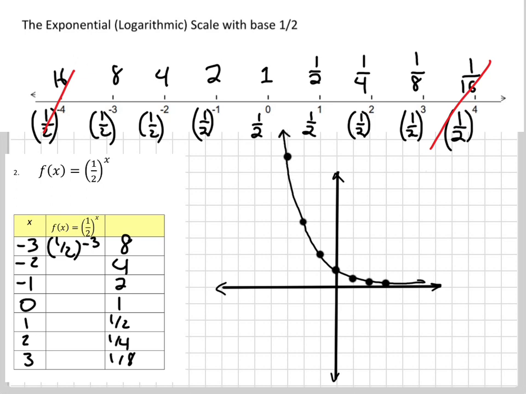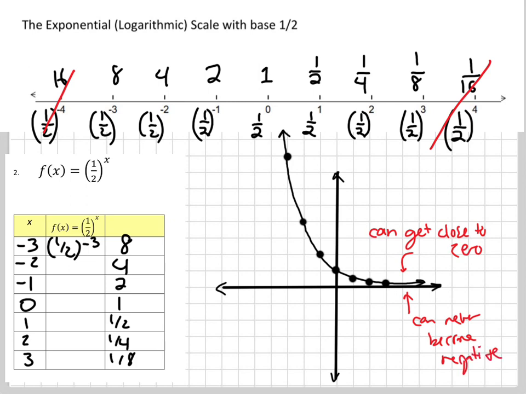Okay, so again, I want to remind you that this is never going to touch 0. We say it can get arbitrarily close to 0, but it can never become negative.